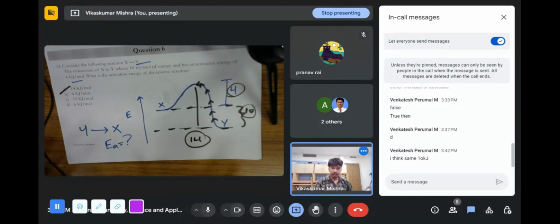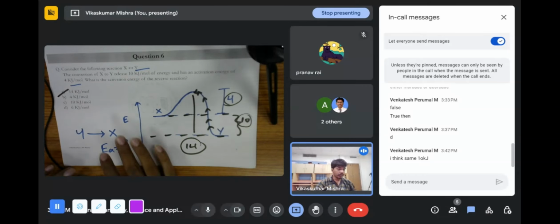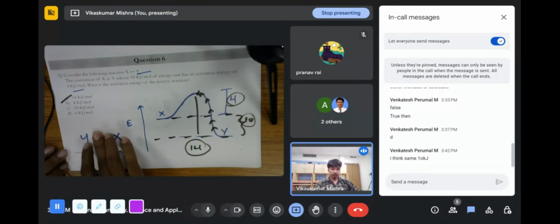Please let me know if there is any doubt in this. I hope it's more related with the thermodynamics and kinetics part, activation energy part. Okay, since there is no doubt, let's move to the next question, question number 7.